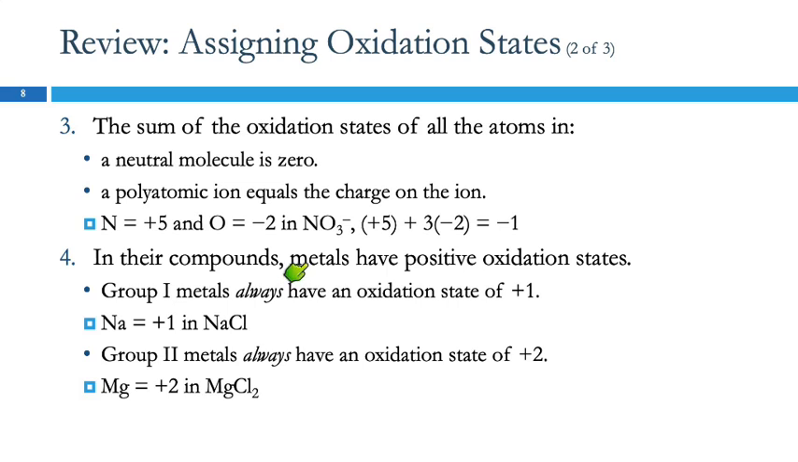Metals always have positive oxidation states, just like their charges. So group 1 metals always have an oxidation state of +1 because they always have a charge of +1. When a metal is an ion, its oxidation state is equal to its ionic charge. So group 1 is +1, group 2 is +2.